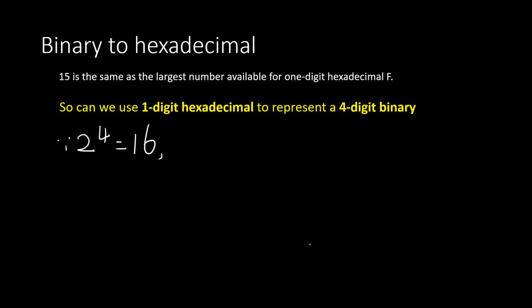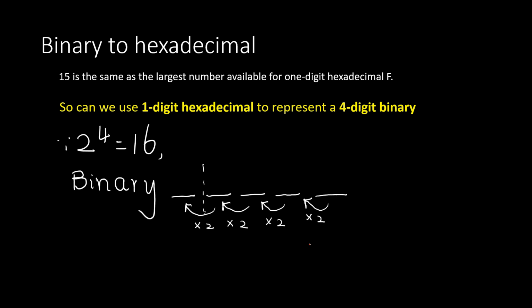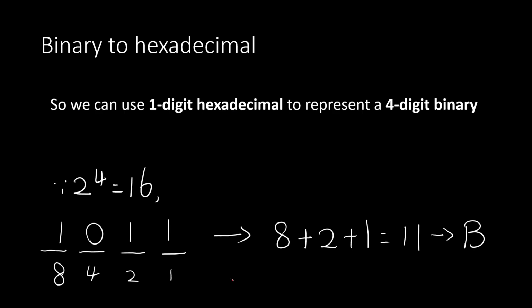2 to the power of 4 is 16, which means that if we have these binary numbers, and each successive digit is a multiple of 2, then for a 1-digit hexadecimal, the weight is a multiple of 16, which is exactly the same. So we can see 4 bits here, and then times 2, times 2, times 2, times 2. If we put it together, it's just 16. So it is true that we can use a 1-digit hexadecimal to represent a 4-digit binary.